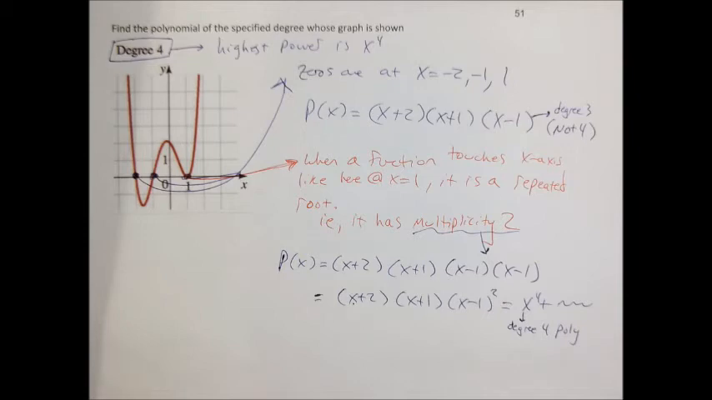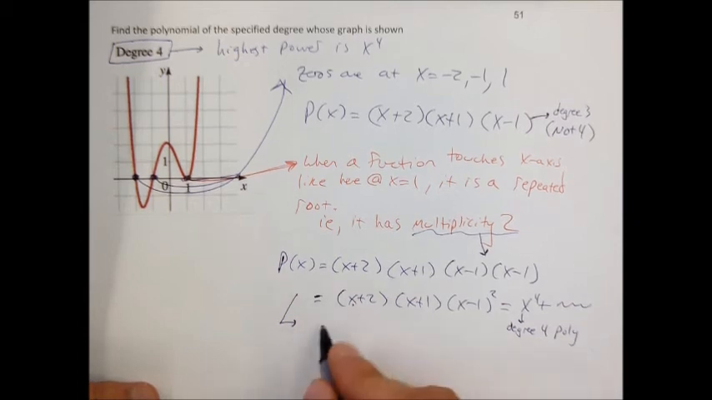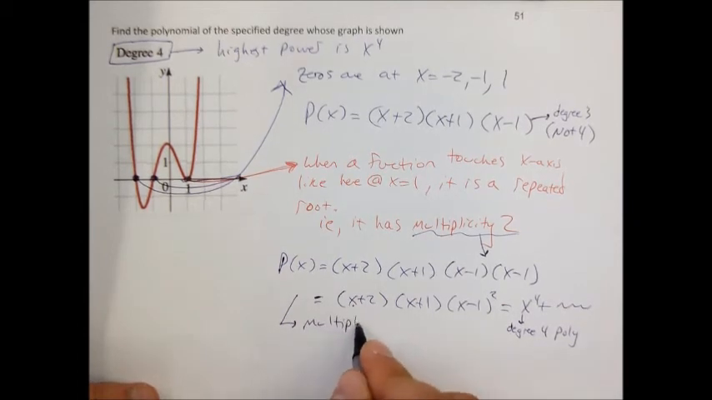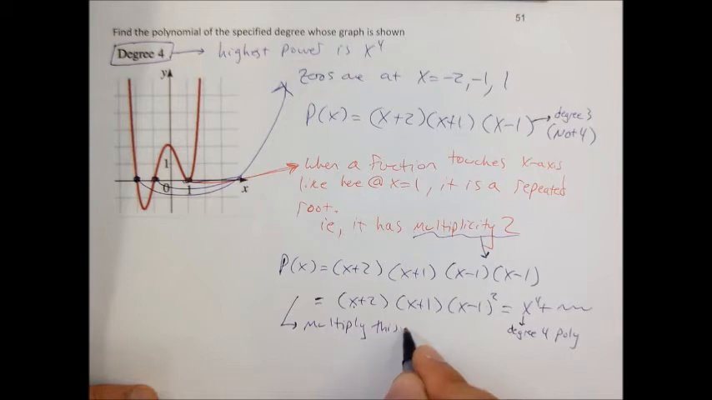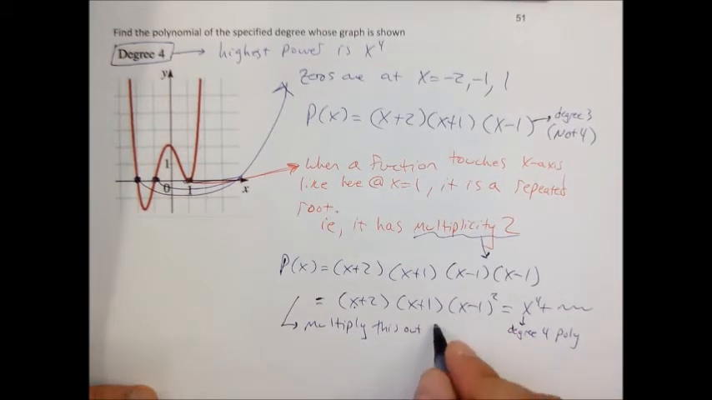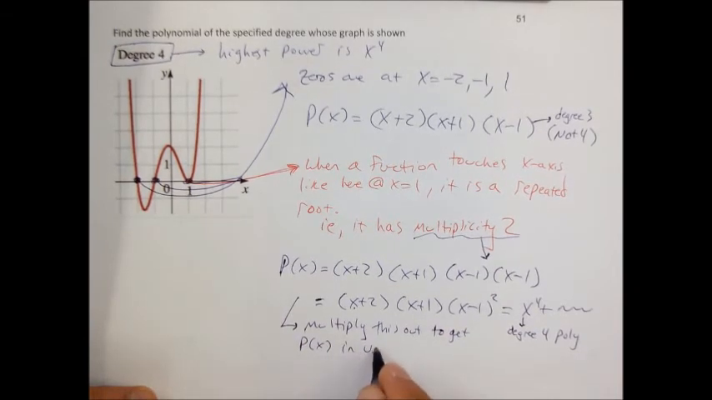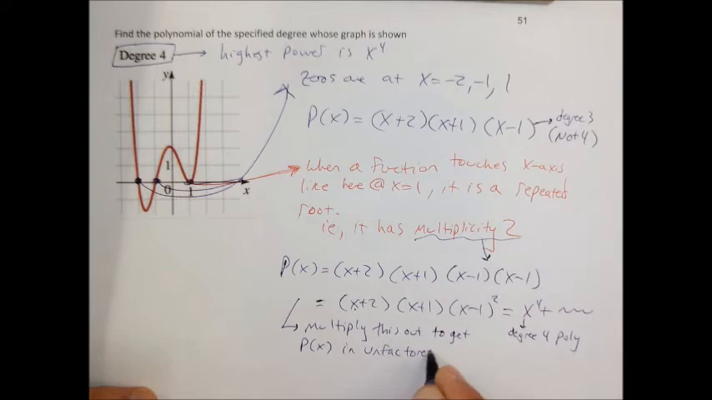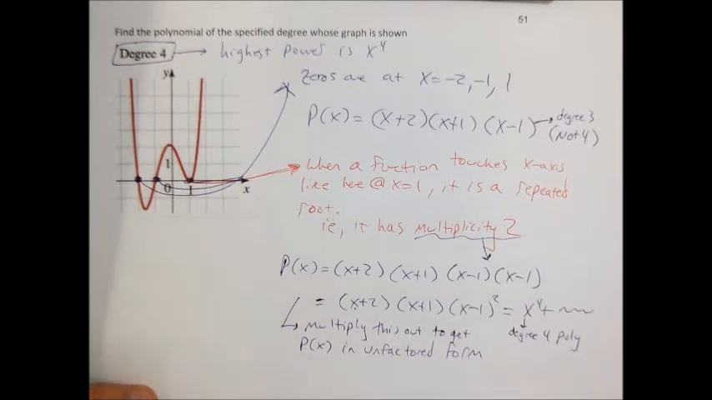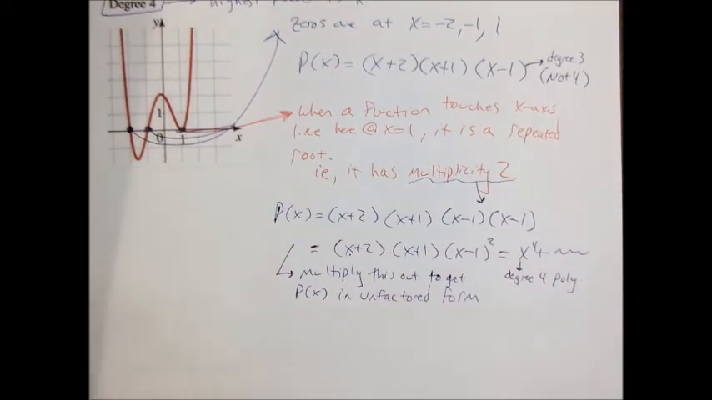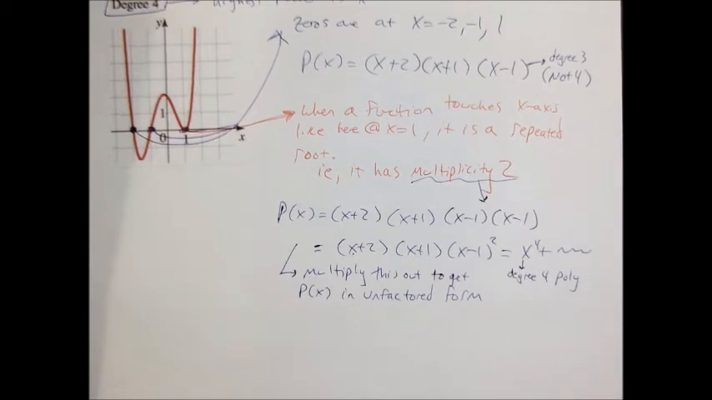If we really wanted to, I'm not going to do it, but if the problem asks you to, we could multiply this out to get the polynomial in unfactored form. I'm going to do a couple others at the bottom, just so you know. We'll look at a few more. But are there questions about this so far?